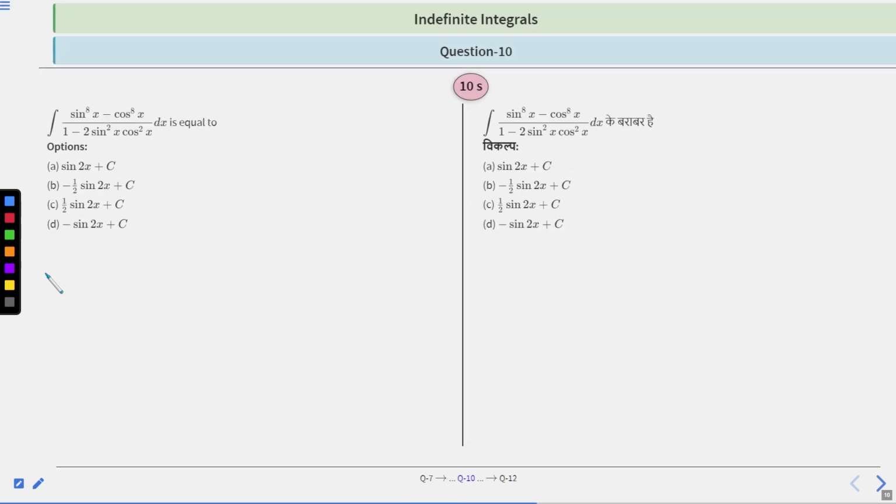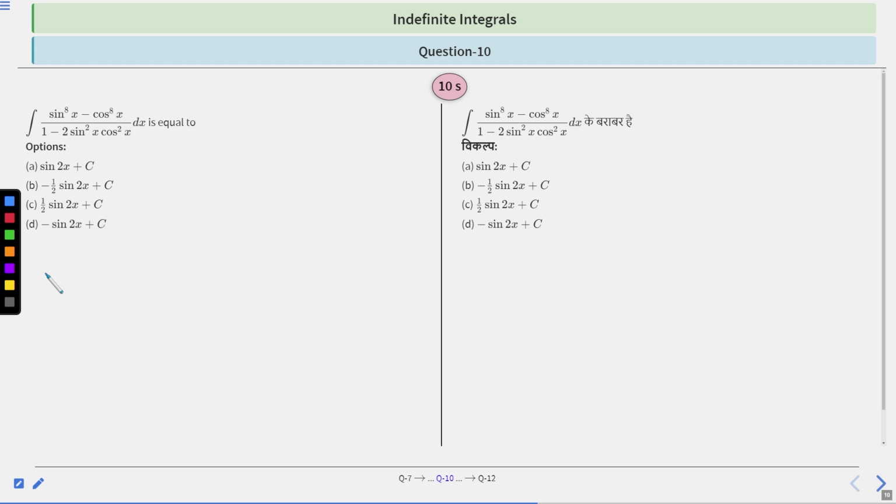Okay, let's move to the next question, question number 10, which says you have to find integration of sine to the power 8x minus cos to the power 8x upon 1 minus 2 sine square x cos square x dx. So again, the hint of this question is, sine to the power 8x minus cos to the power 8x can be written in the form of some cos 2x or sine 2x type, right? Clear?